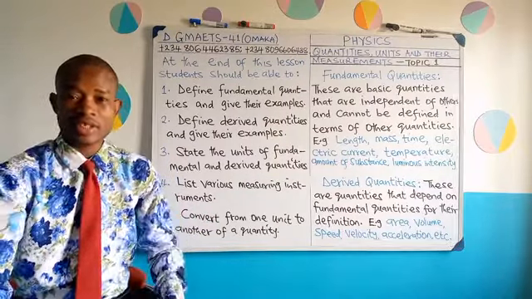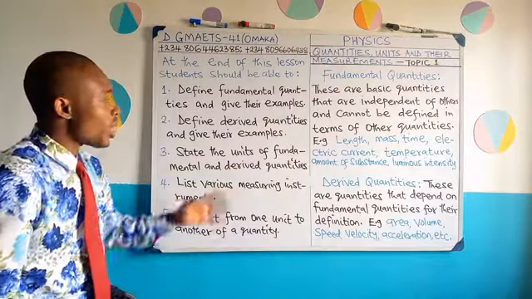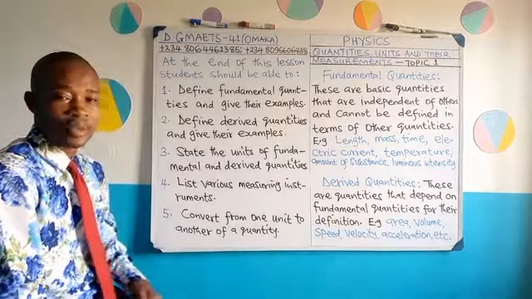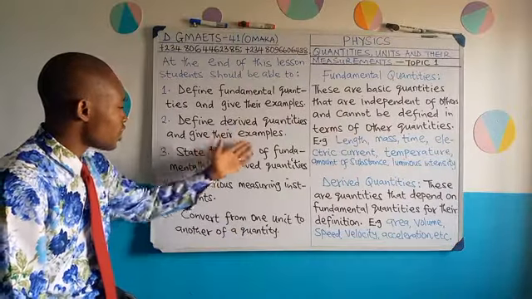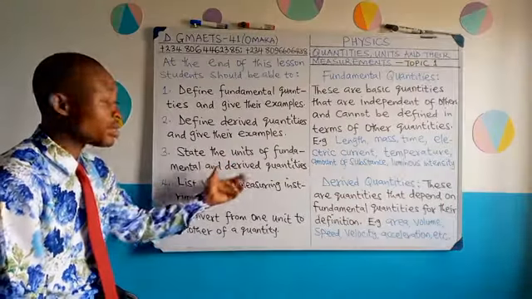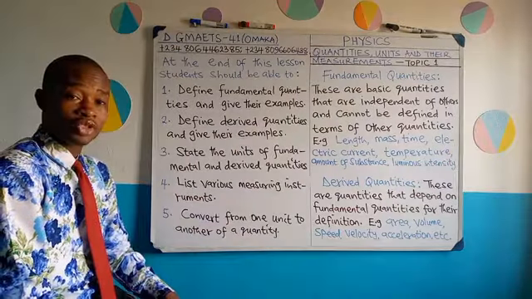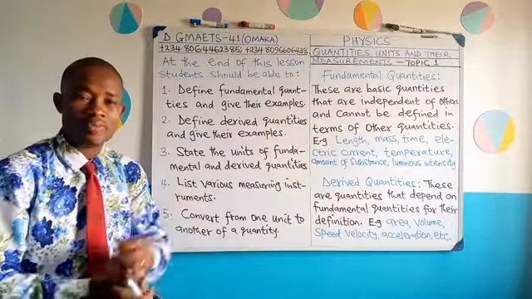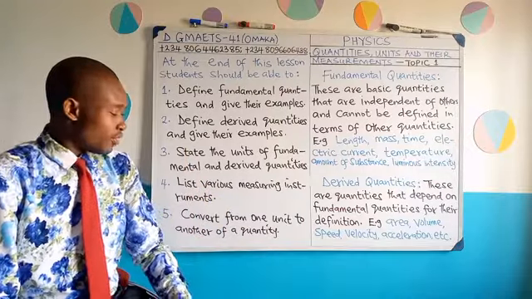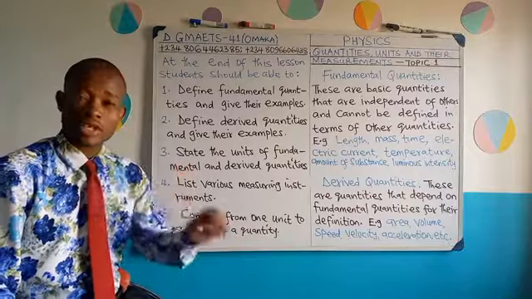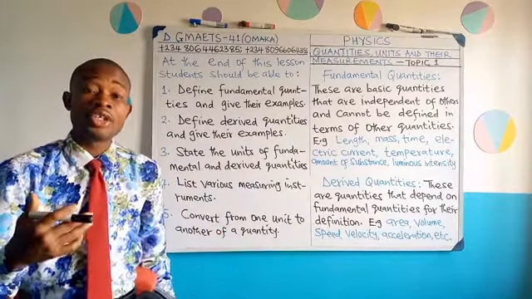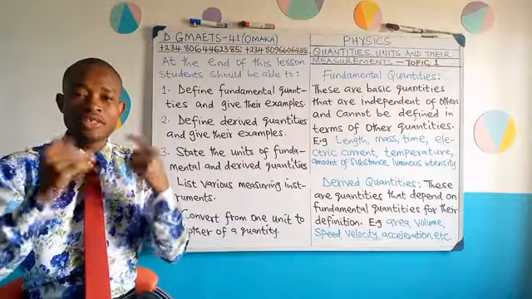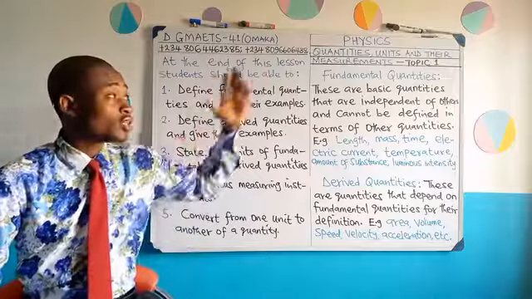However, in this particular lesson, there are some objectives that we have on the board here. At the end of this lesson, you should be able to define fundamental quantities and give their examples. Also, you should be able to define derived quantities and give their examples. You should be able to state the units of fundamental and derived quantities. Then again, you should be able to list the various measuring instruments that you see in your laboratory, especially those used in measuring length, mass, and time. And finally, you should be able to convert from one unit to another unit of a given quantity. Just think, for instance, you're given a unit of length, say in centimeter. You should be able to convert it from centimeter to another unit like meter. So these are the objectives of this particular lesson under this topic.